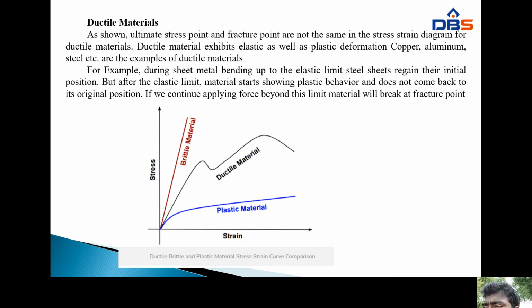The brittle material means it breaks up into small pieces. Next, ductile material means we can draw it into small wires. Next, plastic material, we can apply small forces and it is drawn so the length changes. That is called plastic materials. Blue color is a plastic material, red color is a brittle material, and the middle portion is a ductile material.